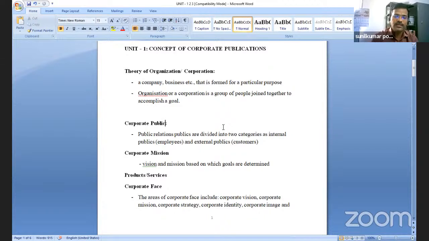Don't be confused here. Public here does not mean the general public. In our subject, the public is internal public and external public. Internal public means employees of the organization, otherwise corporation. External publics are customers, shareholders, stakeholders, wholesalers, dealers. All these come under the external publics for an organization, a company or a corporation.